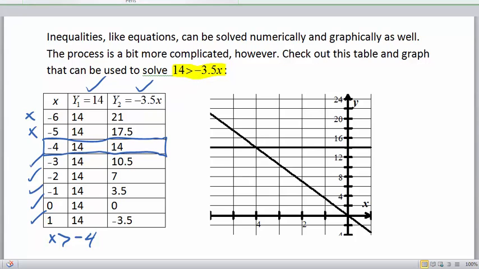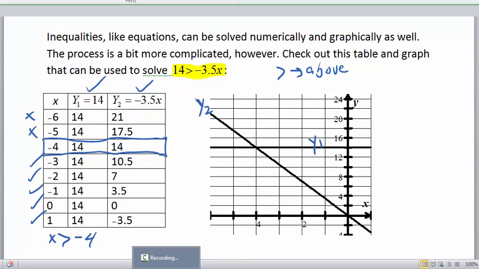And then from the graph, we do a similar thing. We first see where, well, here's our line, y equals 14. So this is our y1, y1 equals 14. And this diagonal line is our y2, which is negative 3.5x. So we want to see where y1 is greater than y2. And graphically, greater than means above. So in terms of a graph, greater than means above. We want to see where y1 is above y2.